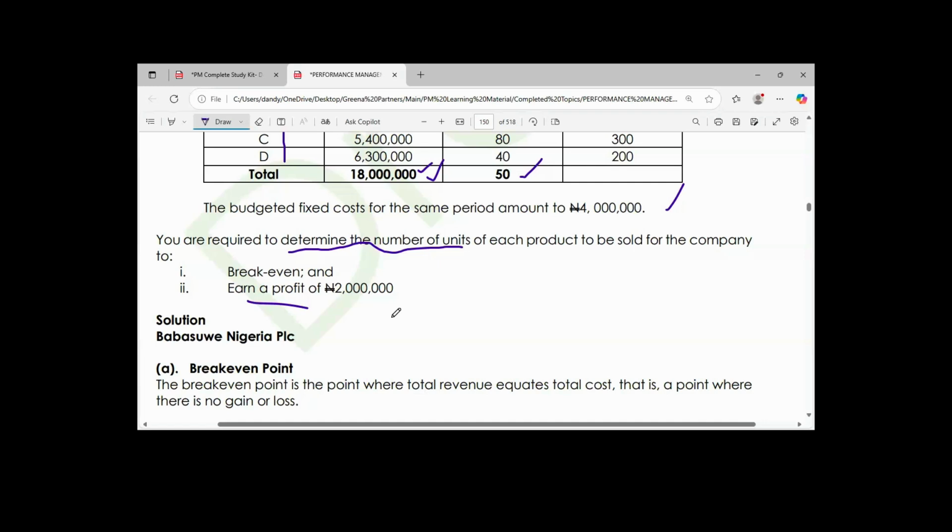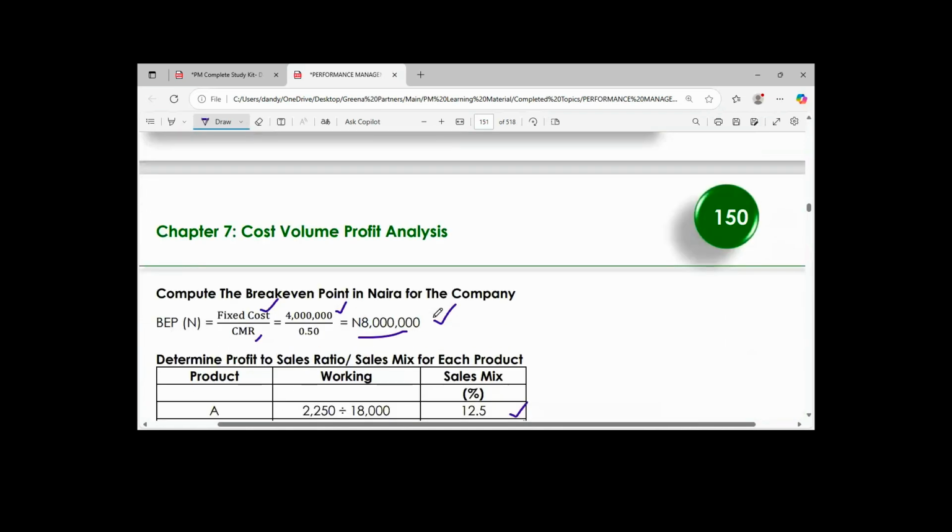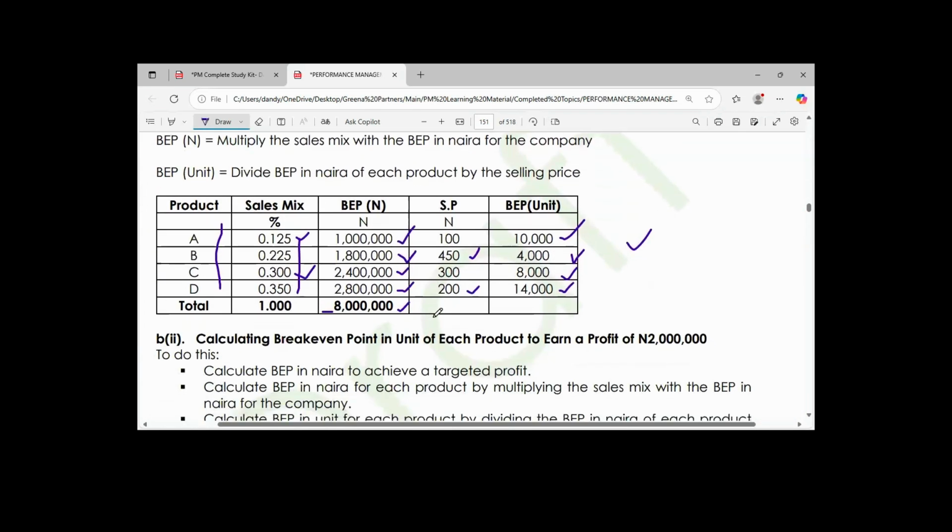So this will then be 4 million naira fixed cost plus targeted profit of 2 million naira, that's 6 million. 6 million divided by contribution margin ratio of 0.5 will give us 12 million naira. So it is that 12 million naira you are going to share using the sales mix. Let's see how we treated that.